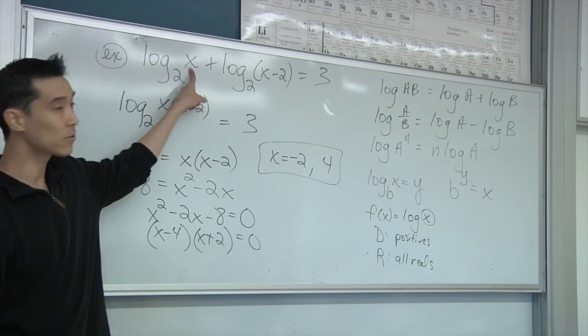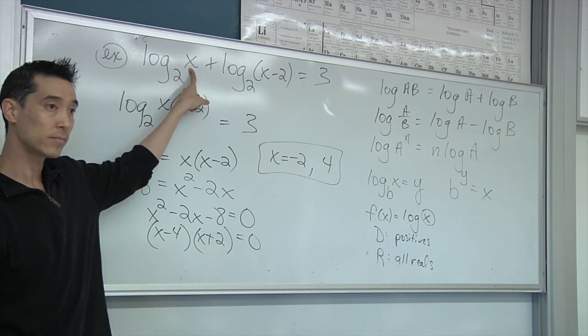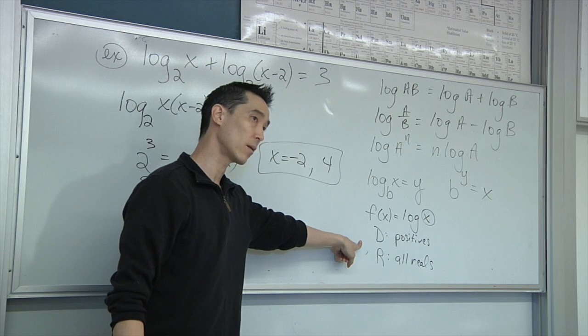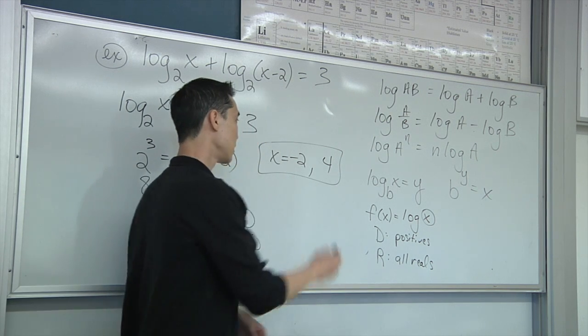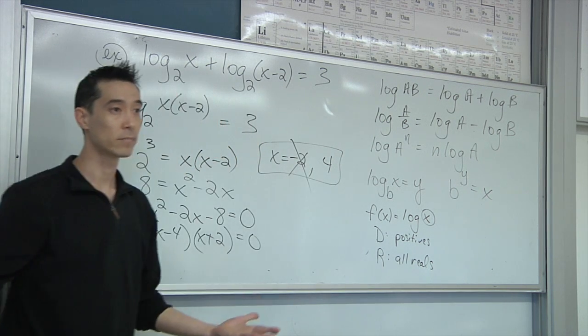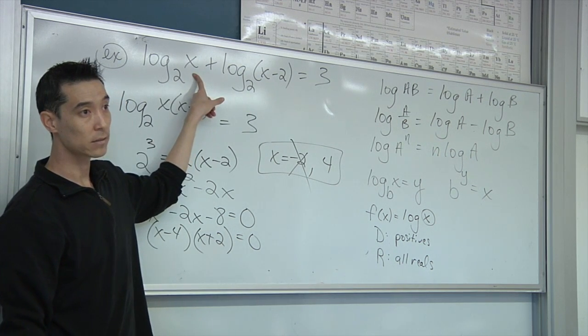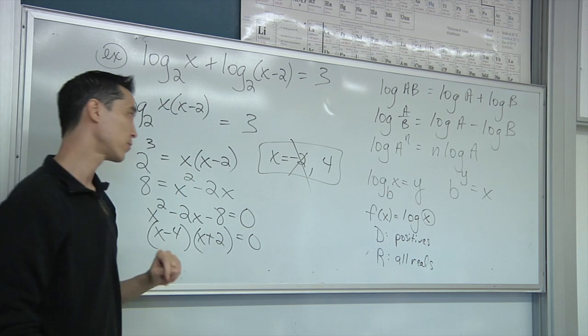Yeah, if I plug in x equals negative 2 right there, is that going to cause a problem? Yes. Absolutely. Why? What's the domain of the log? Positives. Can't put in negatives. Negative 2 does not work based on that alone. Okay? Is 4 okay in both of these? Yes. So I have one answer, just x equals 4.